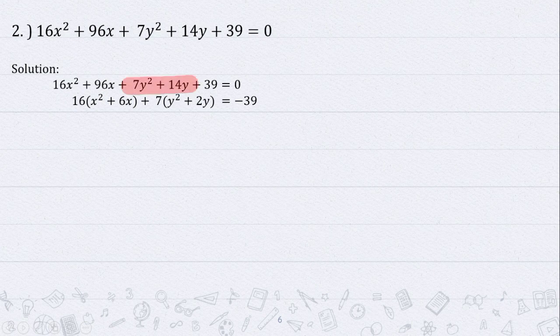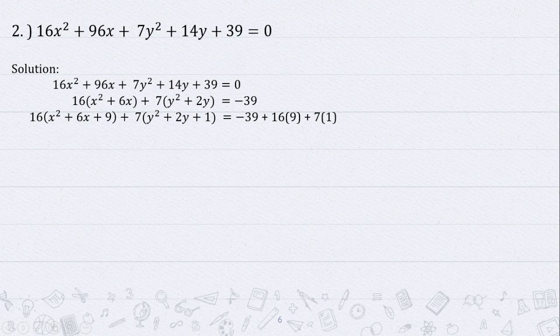For our second group, we have here the common factor of 7, so what's left inside the parenthesis is y squared plus 14 divided by 7 is 2. And since we transposed 39 on the other side, it became -39. Now, for each of our terms here, we have to complete the square.